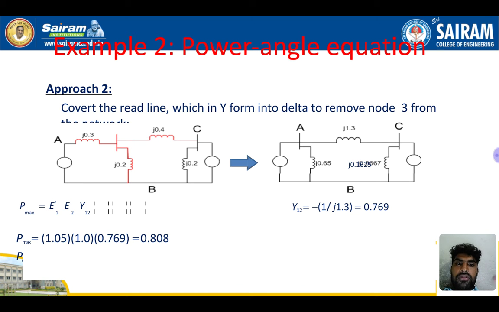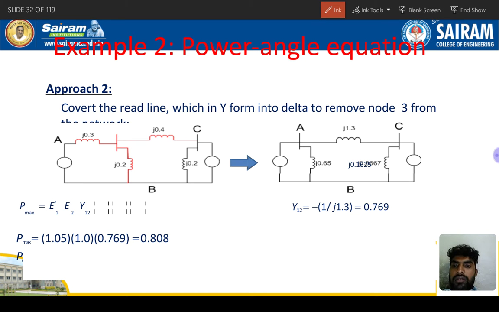Approach 2, same question, approach 2. Convert the red line which is in Y form into delta, and remove the node 3 from the circuit diagram. See here, this one looks like a star, right, and it is converted into delta. Complete this one will be there. So this is a star, 3 star. This one is delta, a complete loop will be there.